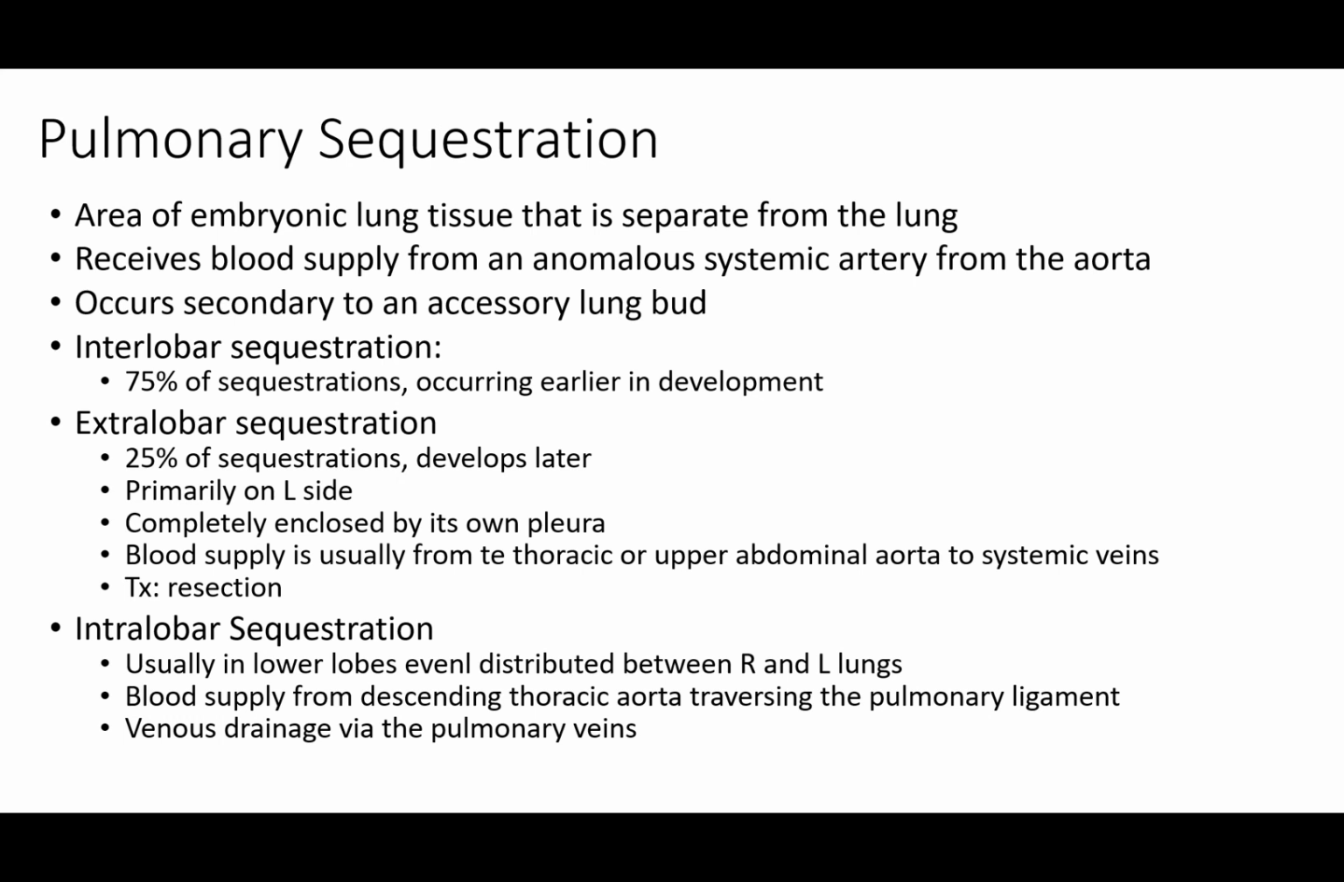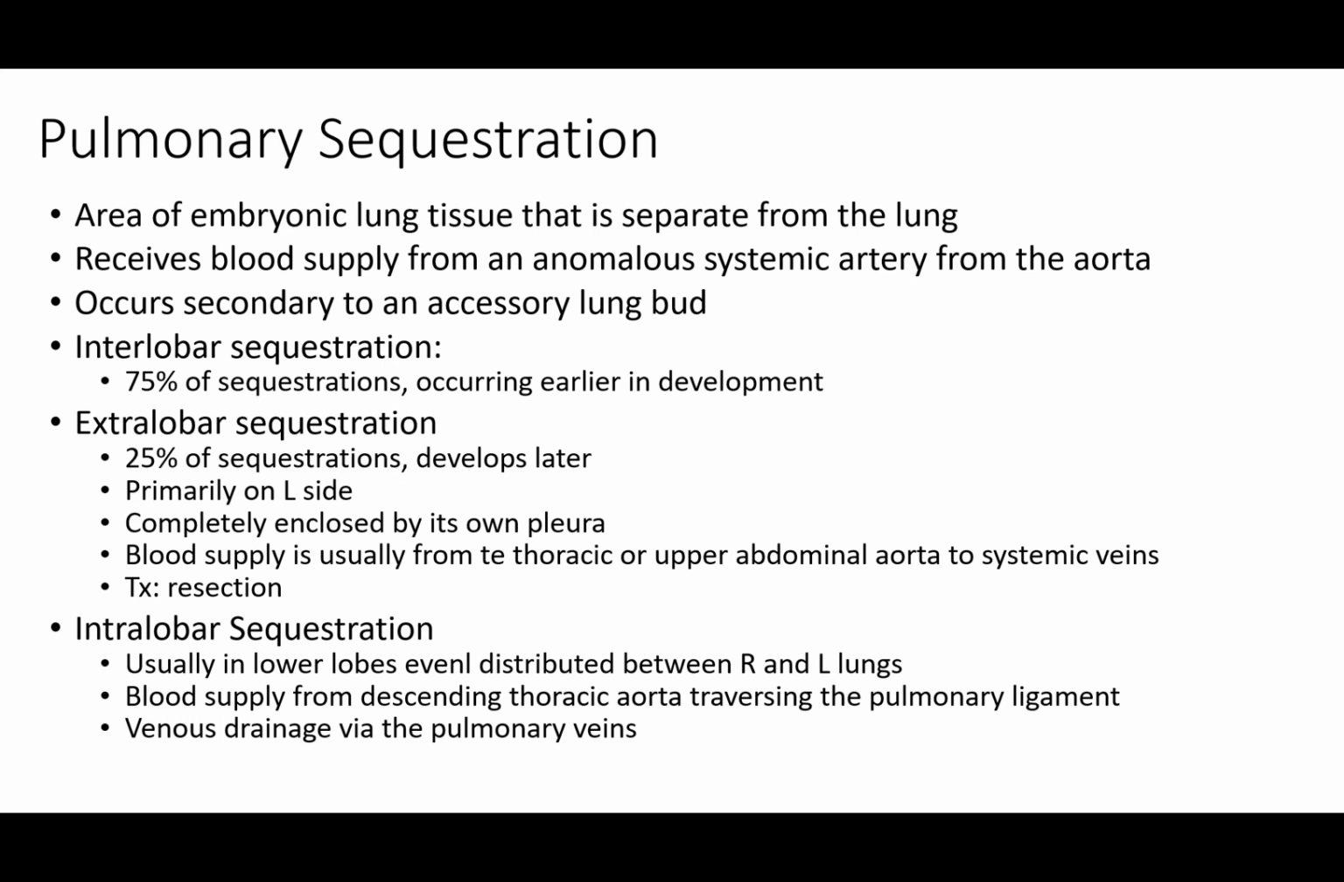So this is an area of embryonic lung tissue, a separate lung bud that separates from the lung but continues to receive blood supply from an anomalous systemic artery off the aorta. And then this accessory lung bud can either be intralobar or extralobar. If it's an extralobar sequestration, these usually develop a little bit later. It's about 25%. Most of these are intralobar.